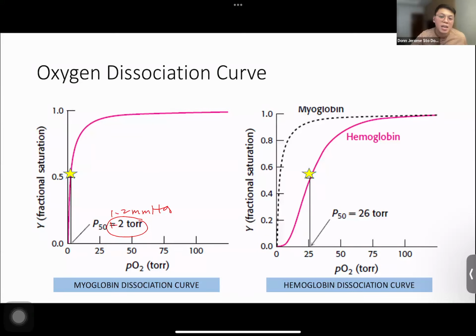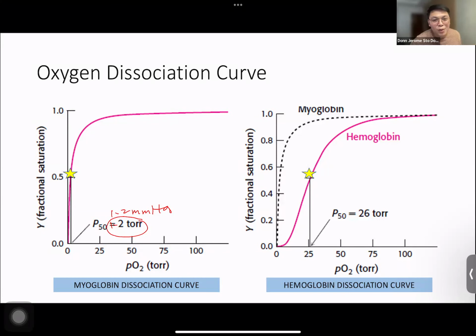On the other hand, the hemoglobin oxygen binding curve exhibits special features. First, it has a sigmoidal shape, suggesting that binding of oxygen at one site increases the chance that oxygen would bind to the remaining unoccupied sites.